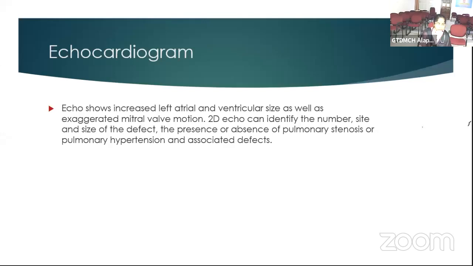Now coming to echocardiogram. Echo shows increased left atrial and ventricular size as well as exaggerated mitral valve motion. 2D echo can identify the number, the site, and the size of the defect, and the presence or absence of complications like pulmonary stenosis or pulmonary hypertension, and other associated defects like I mentioned before, coarctation of aorta, mitral stenosis, etc.